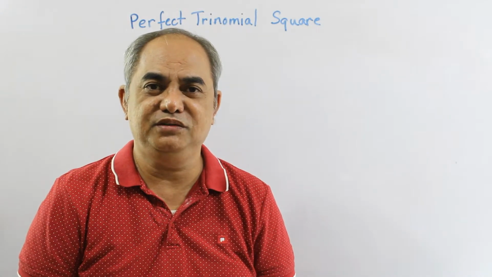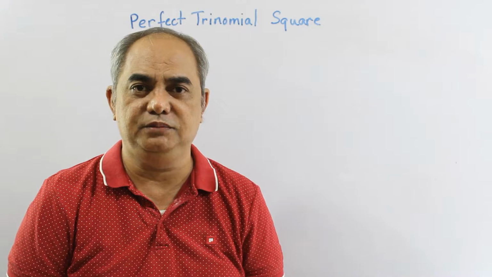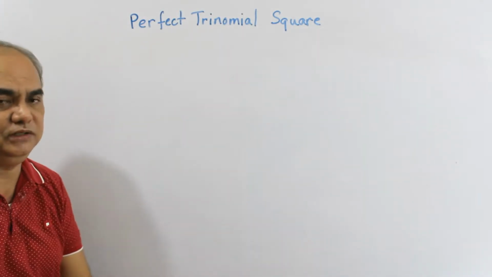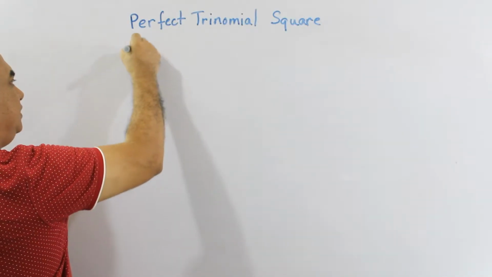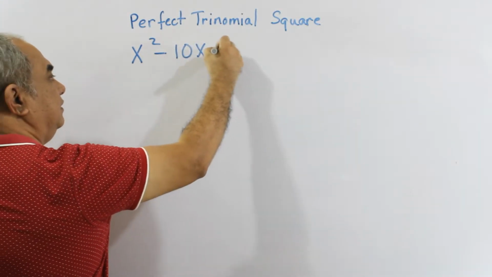Hello, today I'm going to discuss another type of factoring known as perfect trinomial square. From the name itself, perfect trinomial square, we have to have three terms. That makes it trinomial. Okay, let's have an example. Say we have x squared minus 10x plus 25.